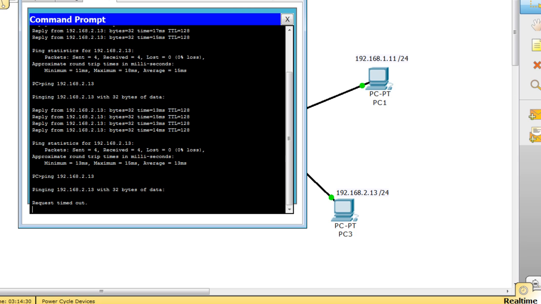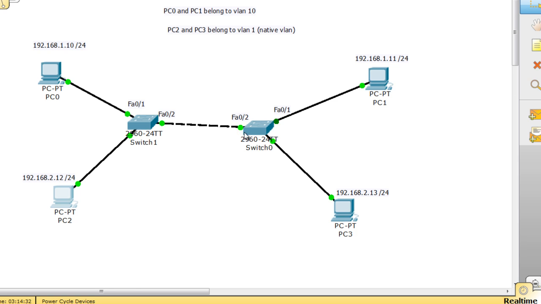So you have to be careful, just keep in mind that you cannot mismatch the native VLAN on the trunk link. If I configure native VLAN 1 on this side, I have to do the same thing on the other side. Otherwise, I'm gonna have some network communication problem on my network.